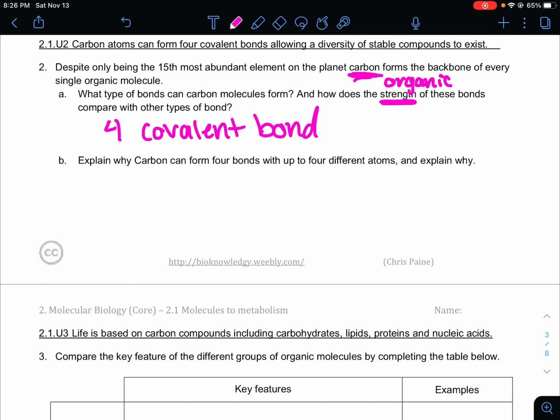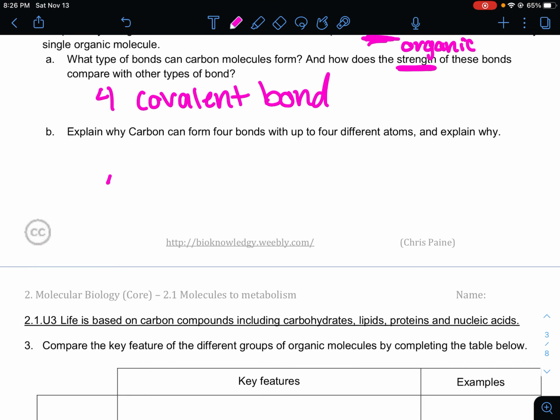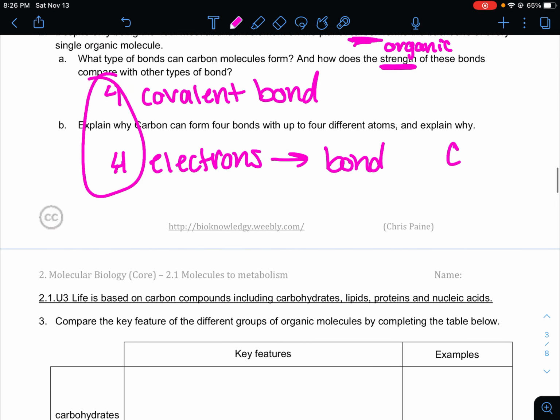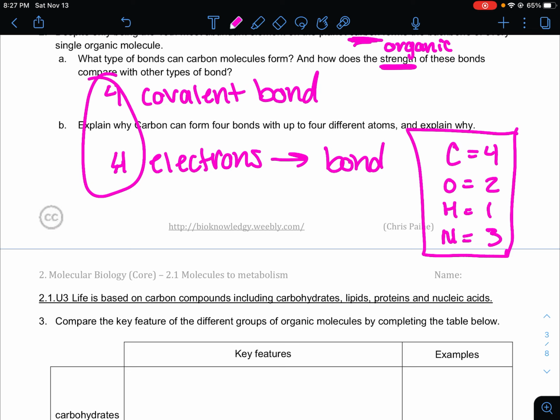So carbon can form 4 bonds with up to 4 different atoms because it has 4 electrons on the outside that are ready to bond with other things, which could be other carbons, hydrogens, oxygens, whatever. But the important thing is you need to know that it makes 4, because when you draw them, you need to be able to count off and make sure that all of your carbons have the right number of bonds. So remember, carbon makes 4, oxygen makes 2, hydrogen makes 1, and nitrogen makes 3. These are the ones that you need to memorize in order to draw your molecules.